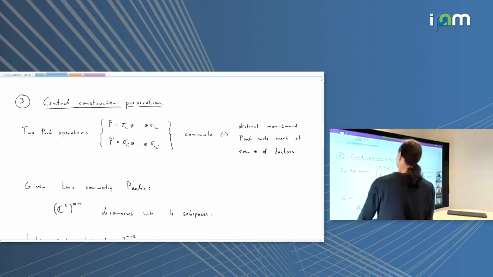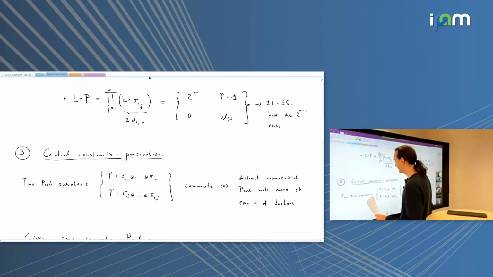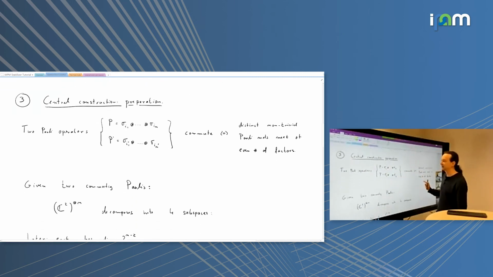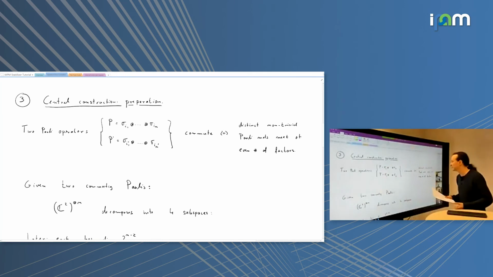Okay, so up here, we looked at the eigenspaces of one Pauli operator. I will now look at the joint eigenspaces of two commuting Pauli operators. Yeah, that's the next step. So I take two Pauli operators, P and P prime. And let's quickly think about when they commute.